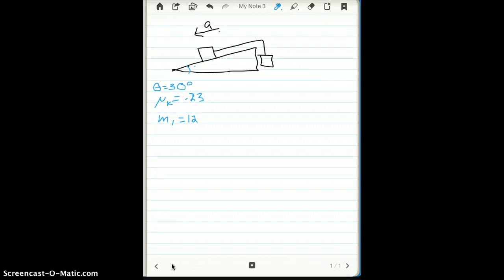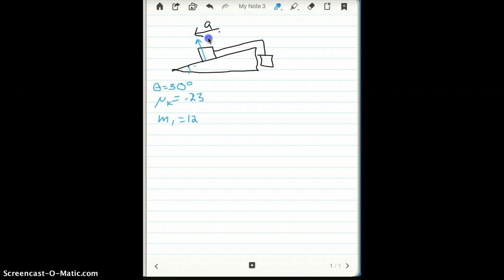Okay, so you asked about a problem where the two blocks are on the ramp and we've got friction. The interesting thing about this problem is that the block on the ramp is actually sliding down. So I've written some information that's given in the problem and we're asked to find the mass of the hanging block. So always the first job is to draw your free body diagram, the forces acting on each object.